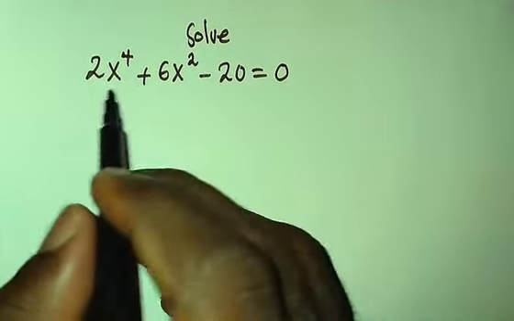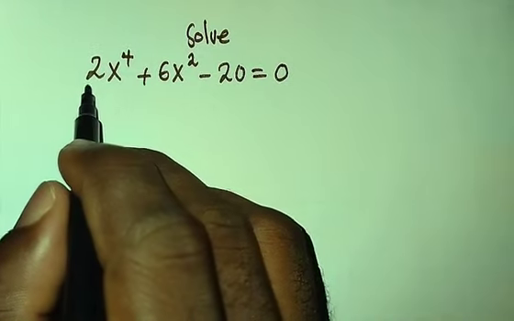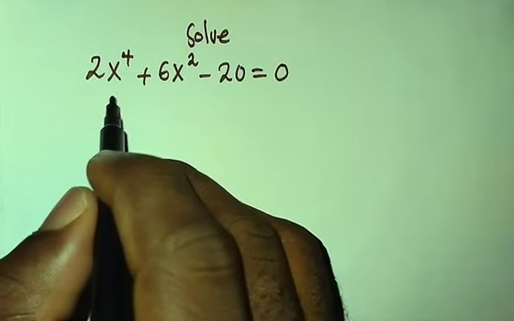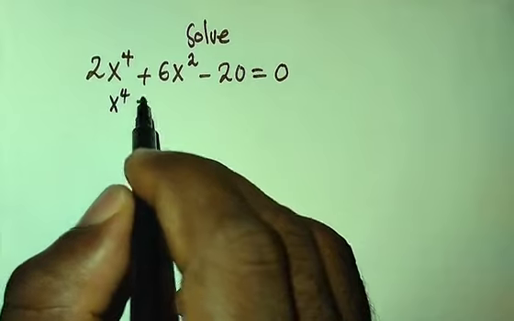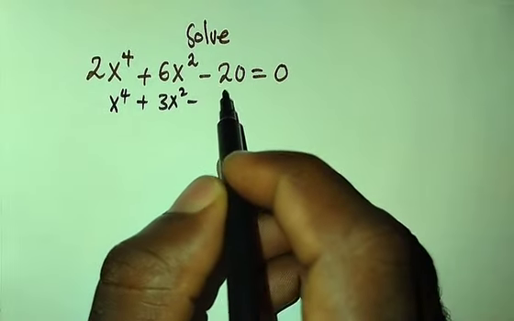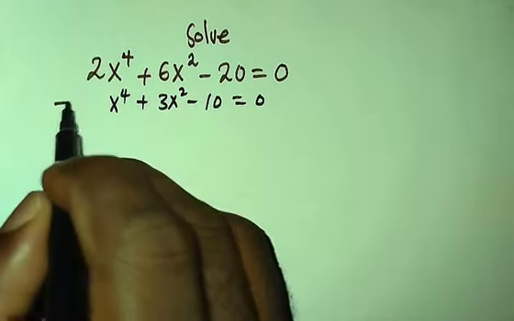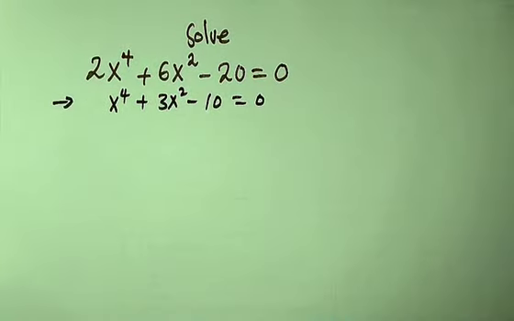From here, I can divide through by 2. If I divide through by 2, this is going to be x to the power 4 plus 3x squared minus 20 divided by 2, I'm going to be having 10, equals 0. Are you following? I divide through by 2 because 2 is common. So from here, what's the next thing to do?